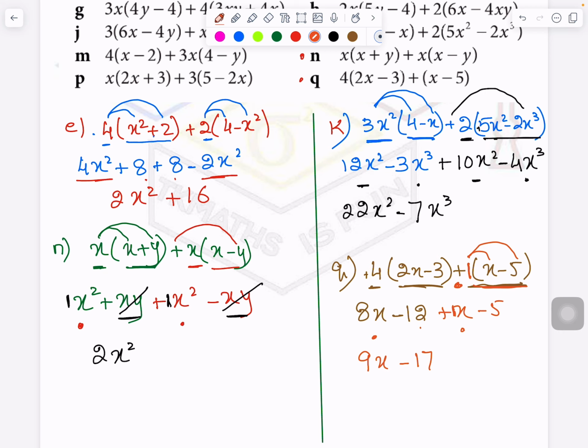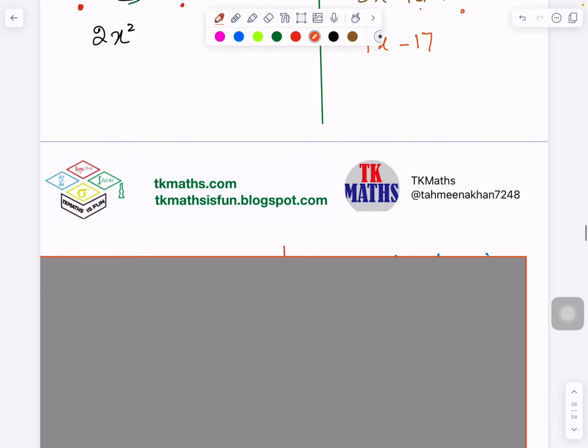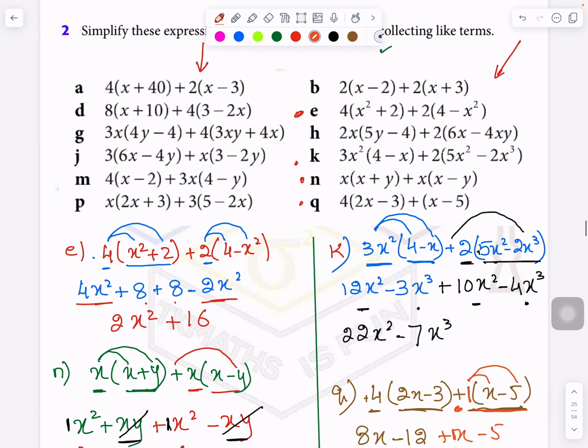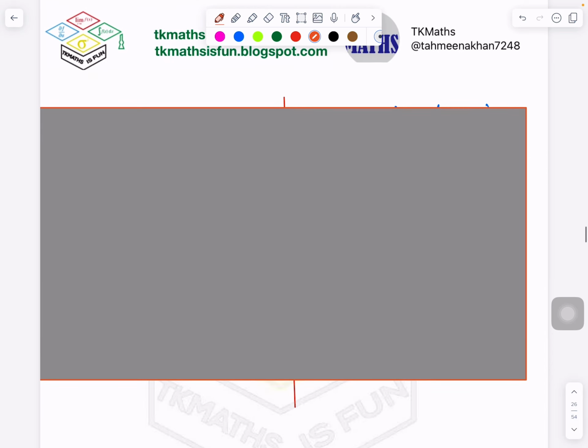So I hope you understood it. Now I'm showing you the solution of the other parts. And you can put the video on pause. It is from this side. I have solved 4 questions, I believe. So you can try out yourself now.